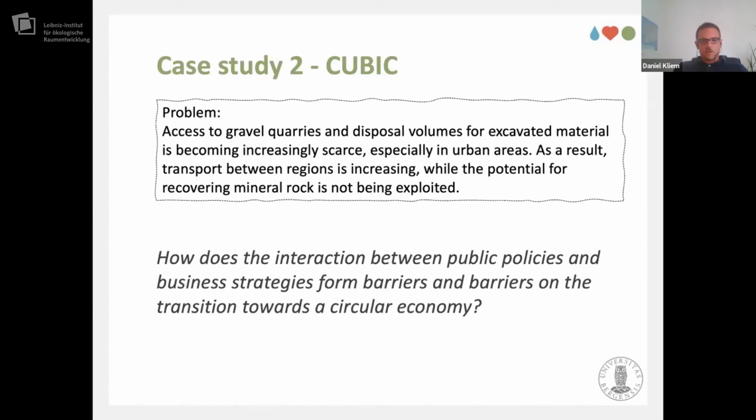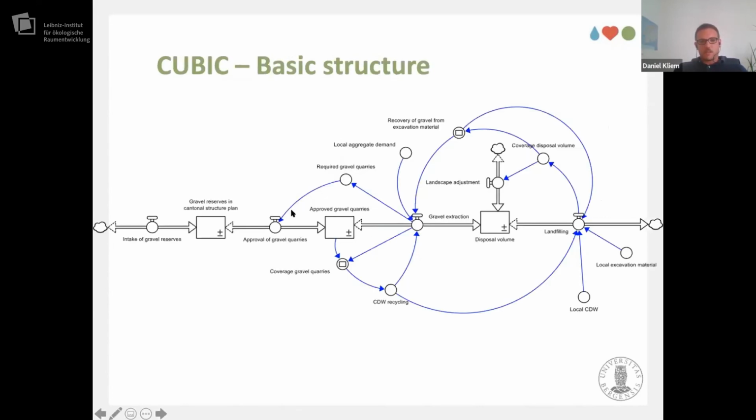So if we move to the next slide, we see a very simple part of the model, which I would like to use to show you how the models look if they are quantified. So we have several stocks in the system, and we have flows in between those stocks. So here we mapped out the process of, we take gravel reserves into our cantonal structure plan. These are approved by the local communities and thereby end up in the stock of approved gravel quarries. Then companies extract the gravel, thereby reducing that stock.